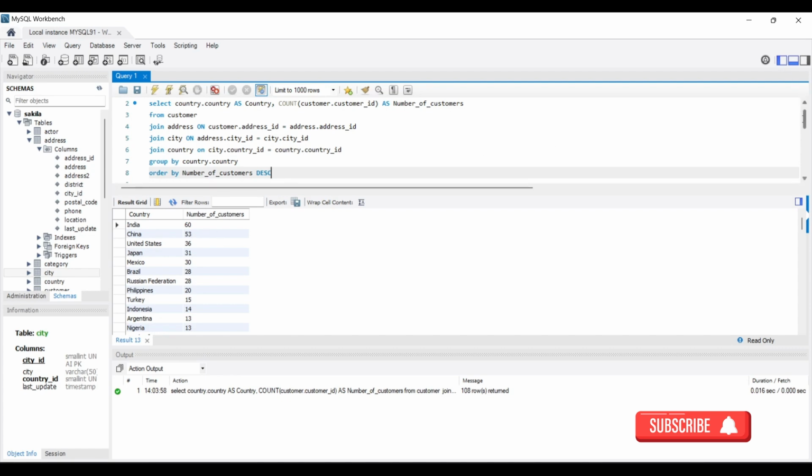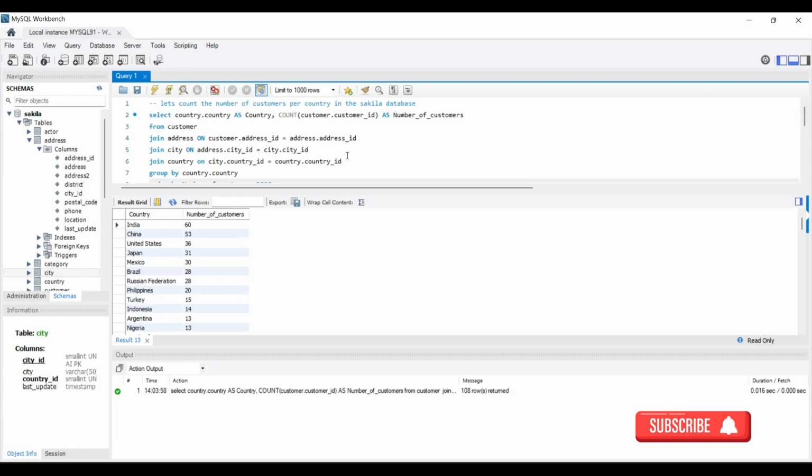So with this exercise, we have seen how to count the number of customers per country in the SQL database. I want you to try it out and let me know if you were successful.